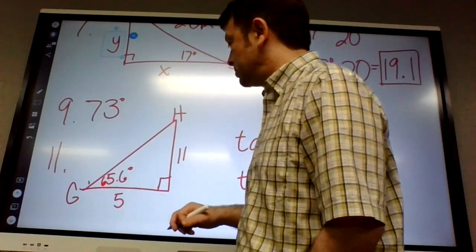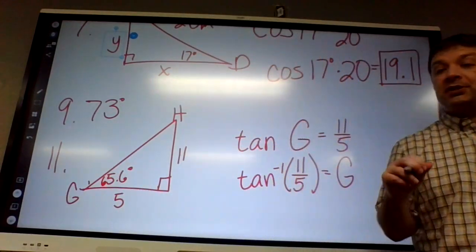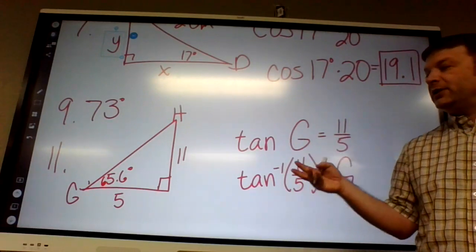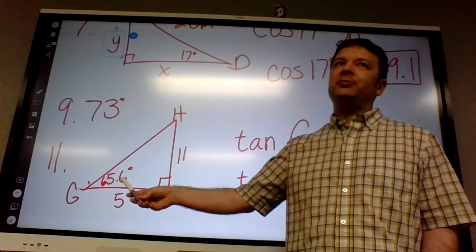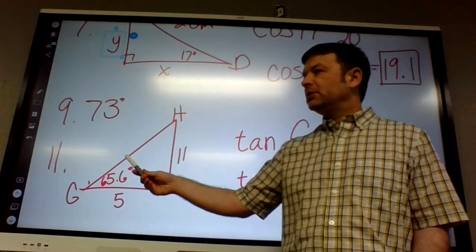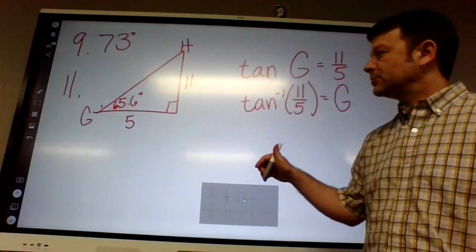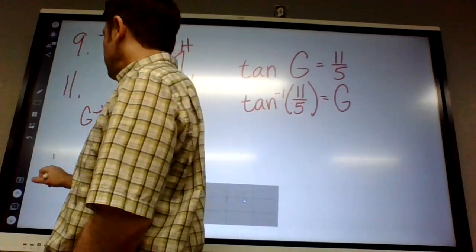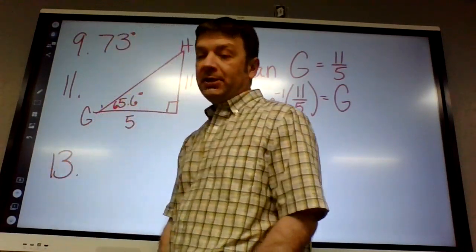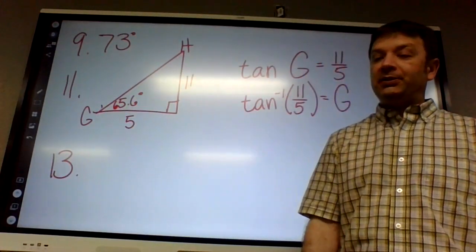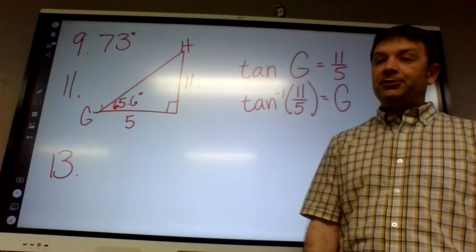65.6. Okay. And then what's the next question? What's the easiest way to find angle H after that? That's number 12. Subtract it from 90 degrees and 65. Right, 90 minus that would do it. Okay, 13. These are the same, just word problems, but they kind of drew the picture for us.